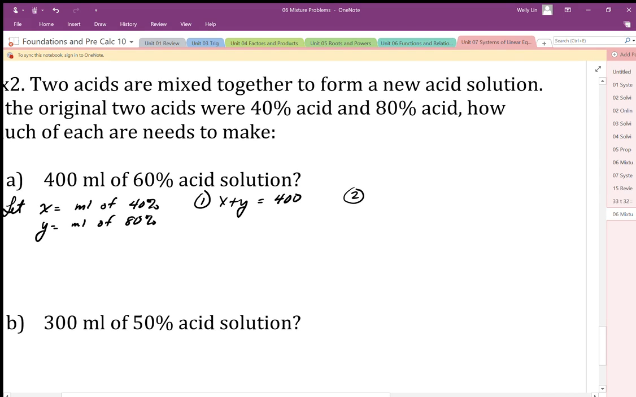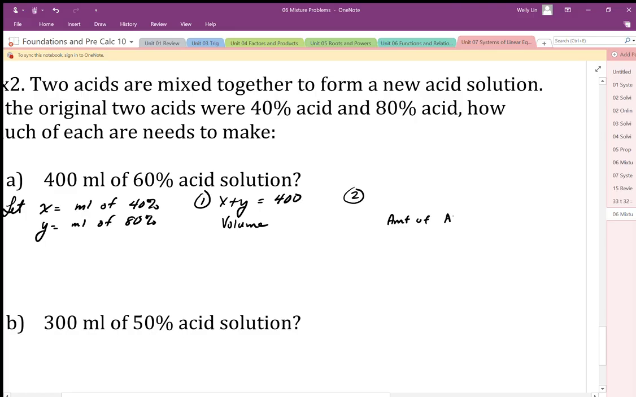There's a few different ways we can set this up. We can work this out as a 60% acid calculation, but I'm going to do this slightly differently, and it's a little bit easier to do this way because we have an easier equation to work with. I'm just going to work out the amount of acid. So this equation is for the volume, and this equation is going to be for the amount of acid.